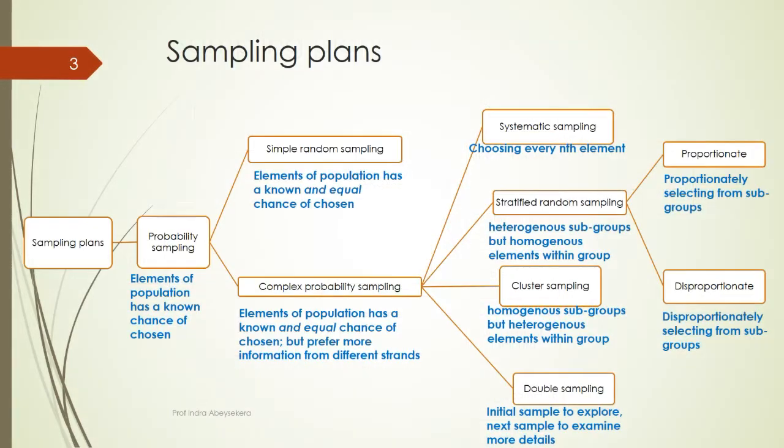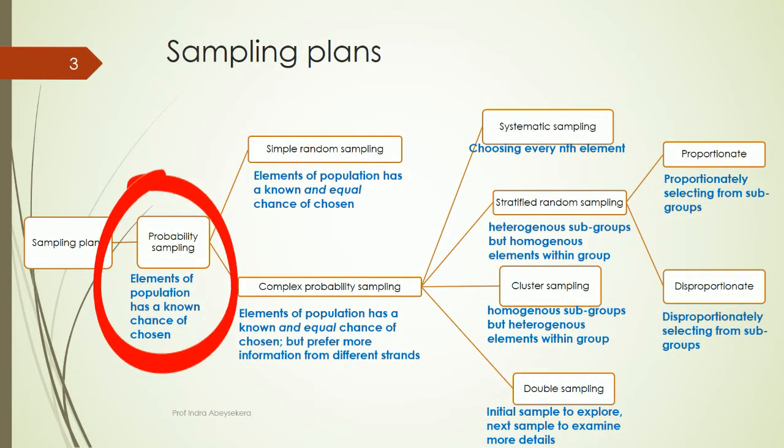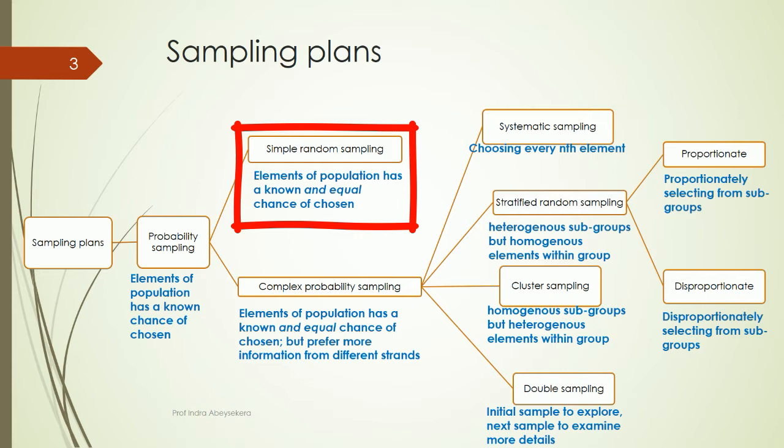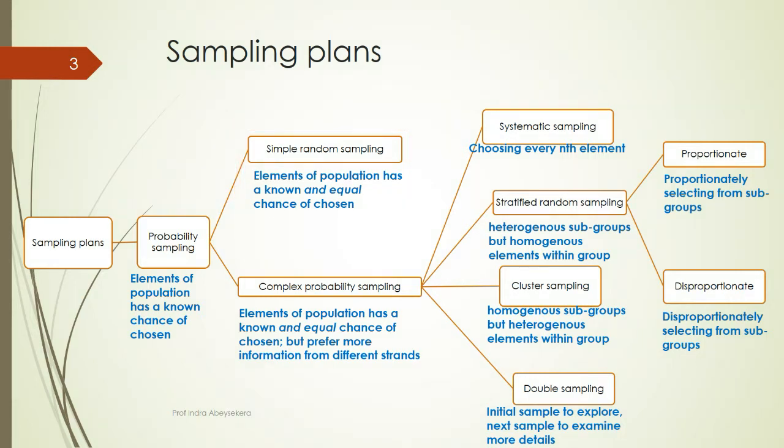So if we look at the probability sampling, what we mean by probability sampling is that when we look at the population, there are elements in the population, and every element has a known chance of being chosen as a sample representative. So under the simple random sampling, when we choose, we randomly choose. So there's a known and equal chance of an element being chosen for the sample.